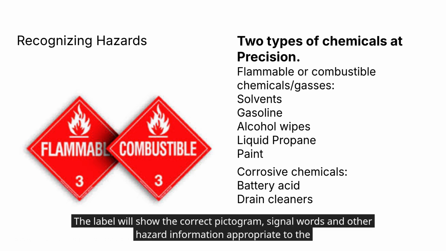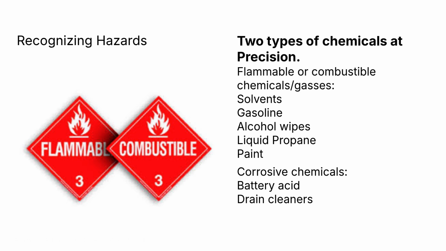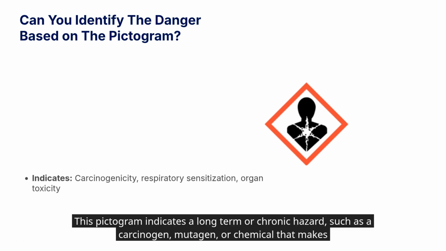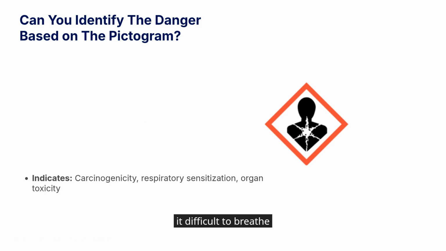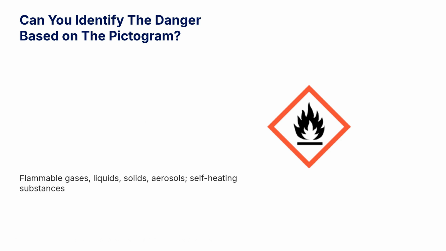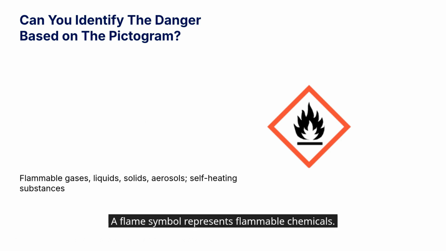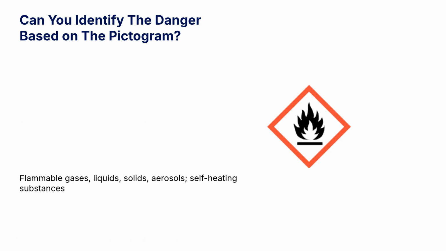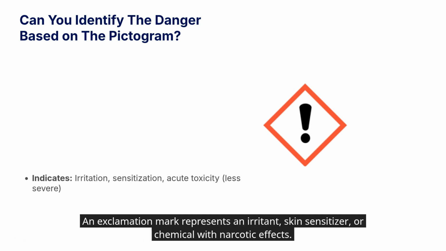The label will show the correct pictogram, signal words, and other hazard information appropriate to the chemical's hazard category. This pictogram indicates a long-term or chronic hazard, such as a carcinogen, mutagen, or chemical that makes it difficult to breathe. A flame symbol represents flammable chemicals. An exclamation mark represents an irritant, skin sensitizer, or chemical with narcotic effects.